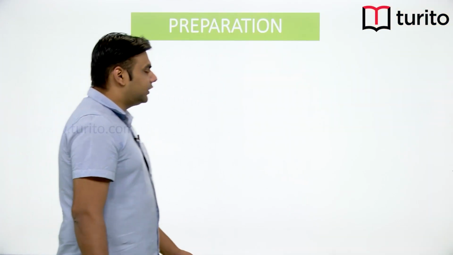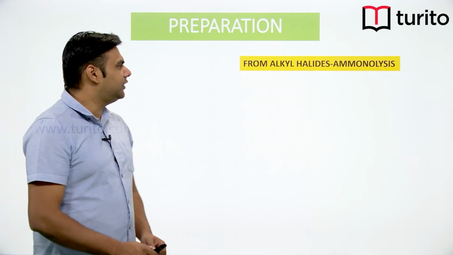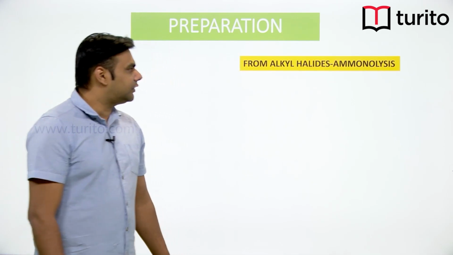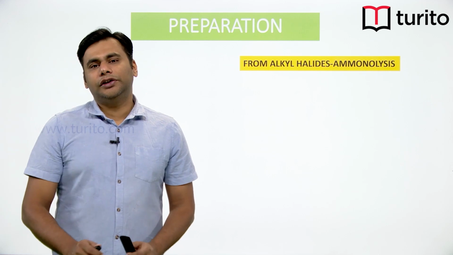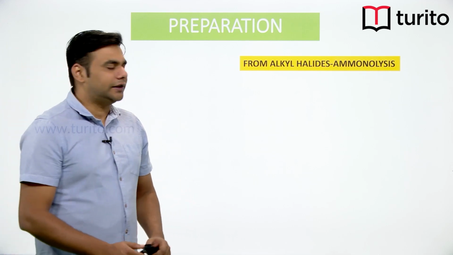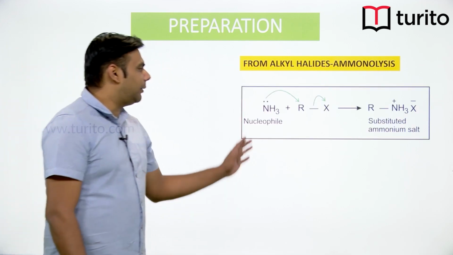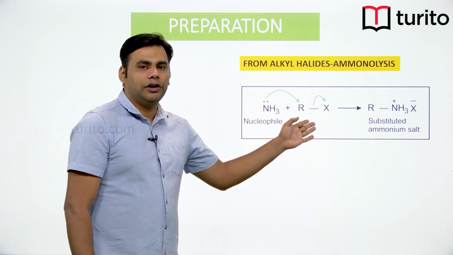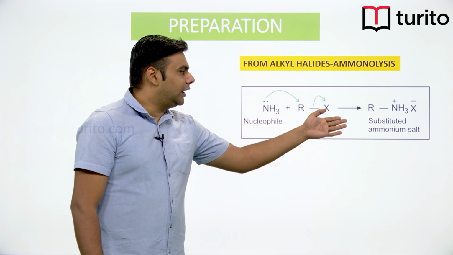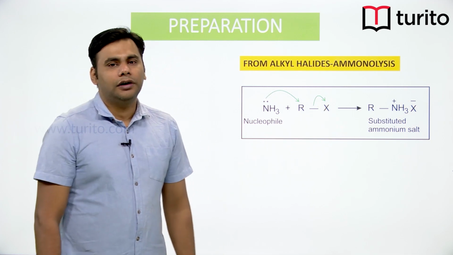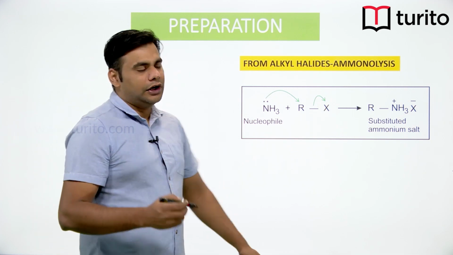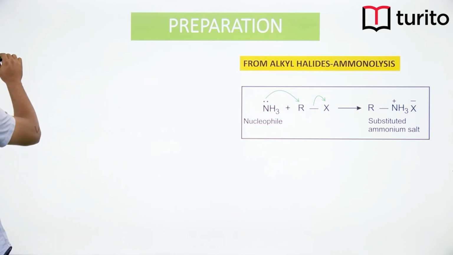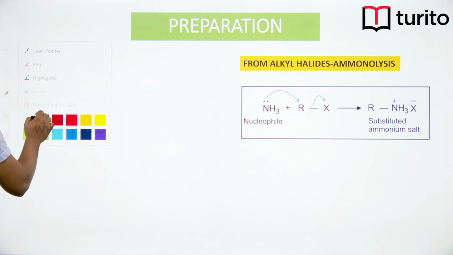So today we are going to discuss the preparation of amines. The first preparation of amines is from alkyl halide. This is also called ammonolysis. If you look at this reaction, ammonia attacks the RX, that is an alkyl halide molecule, in an SN2 fashion, and ultimately leads to the formation of a quaternary ammonium salt. Now the next question that comes to mind is, why is a quaternary ammonium salt formed over here?